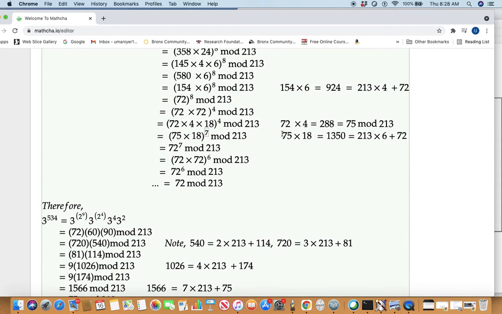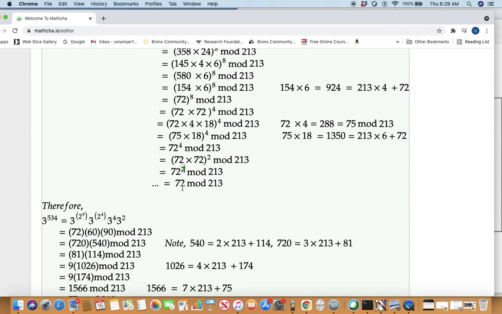Okay, 72 times 72. So again, I'm systematically working through it. 72 times 72. Take 4 away. 72 times 4 is 288, which is 75 modulo 213. 75 times 18 is 1350, which brings me back remainder of 72. So you see, I started 72 power 8. I got back to 72 power 4. Well, same procedure. Take 72 times 72, take power 2. But we just calculated 72 times 72. Modulo 213 gives me 72. Again, 72 power 2 is 72 times 72. Again, go through the same procedure.